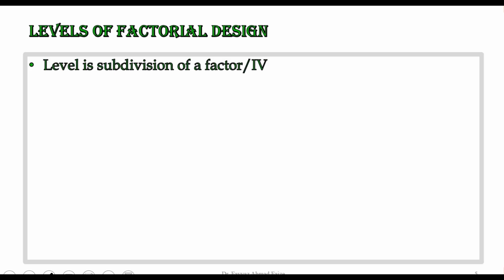Let us understand what a level of a factorial design is. A level represents the subdivision of a factor, and by factor we mean the independent variable. While we have different independent variables, we see how many subdivisions we can assign to each independent variable or factor. The subdivision of the independent variable is called the level.